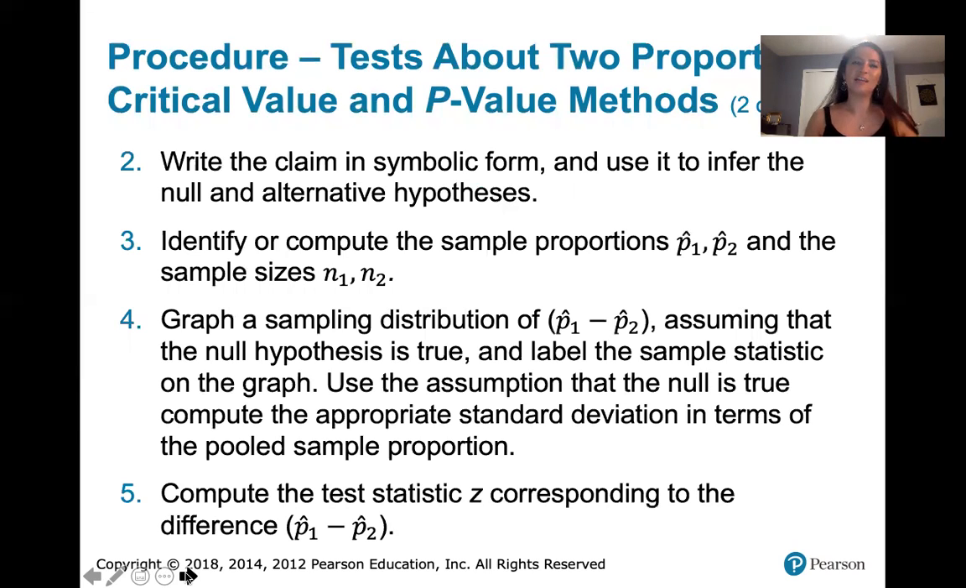And then we are looking at that sampling distribution of p1 hat minus p2 hat, and we're asking ourselves, is the value of p1 hat minus p2 hat that we have an extreme value? Is it significantly high or significantly low, given that the null hypothesis is true? In order to determine whether it's significantly high or low, we compute a test statistic.